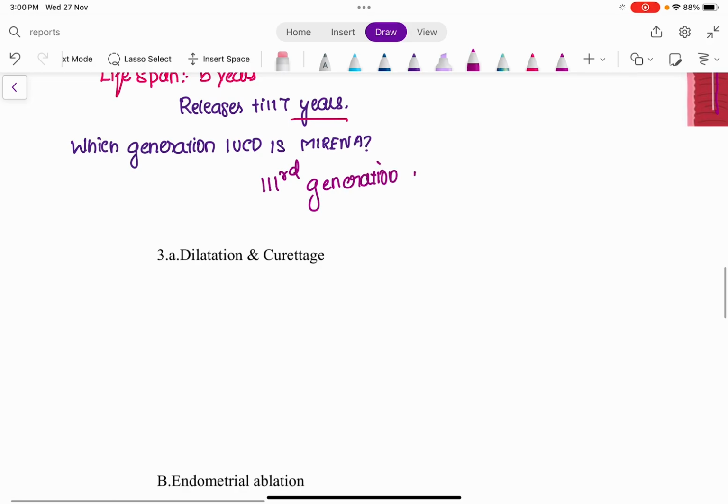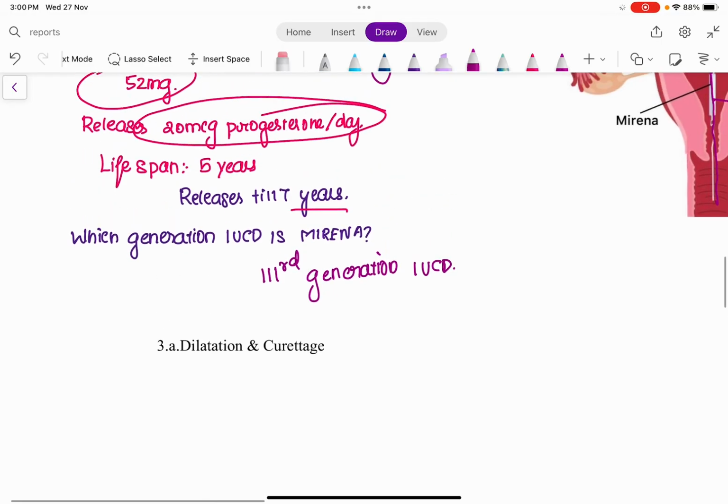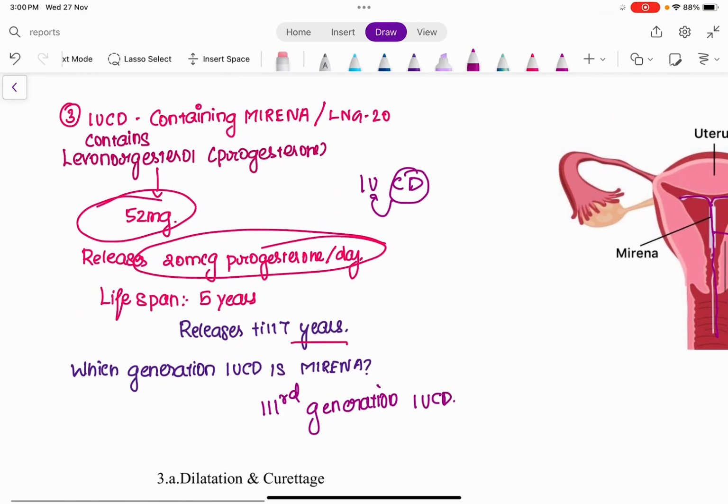Once I take you through the class on contraception, I will be discussing everything, and we will discuss IUCD in detail. But as of now, in the treatment of abnormal uterine bleeding, one of the hormonal treatments is the Mirena IUCD. And this Mirena is also called LNG20. What is LNG20? Levonorgestrel, and the 20 is because it releases 20 microgram of progesterone per day. So it is LNG20. Clear?